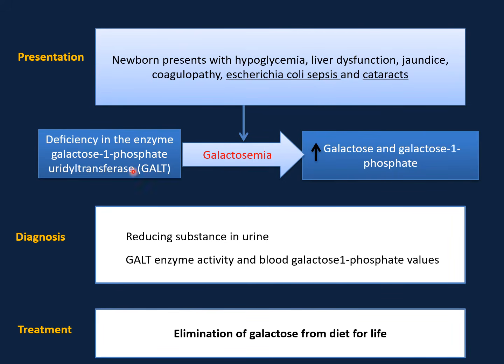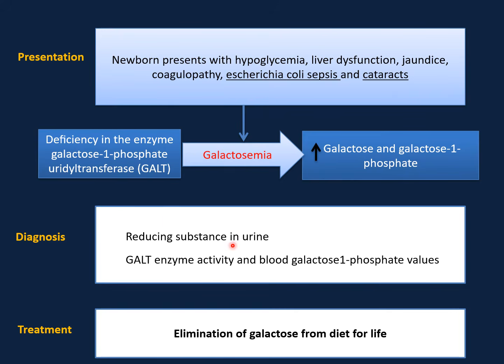Galactosemia is because of deficiency of GALT enzyme, and this will cause accumulation and elevation of galactose and galactose 1-phosphate, and this will cause toxic effect in the liver and will be associated with hypoglycemia and liver dysfunction, and will accumulate in the lens and will cause cataracts.